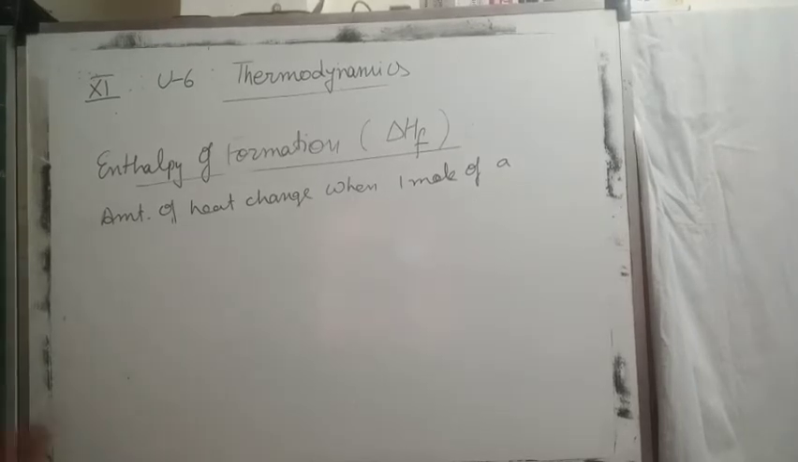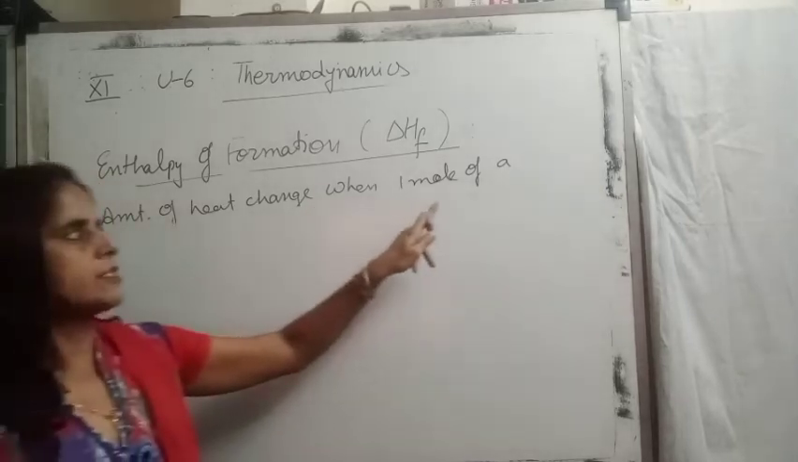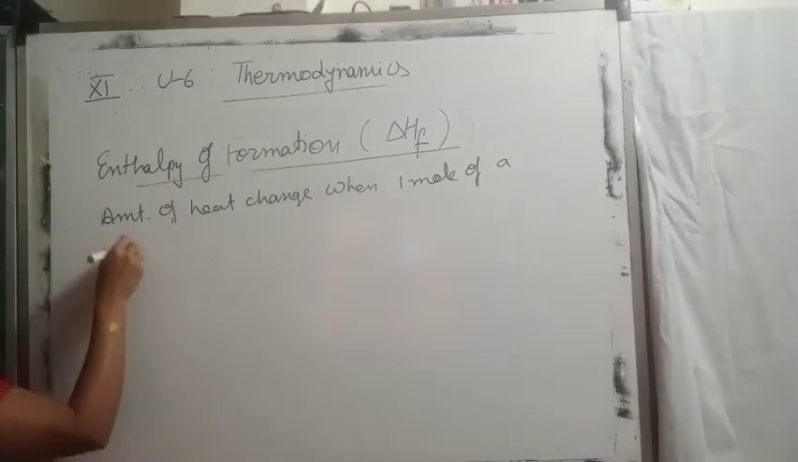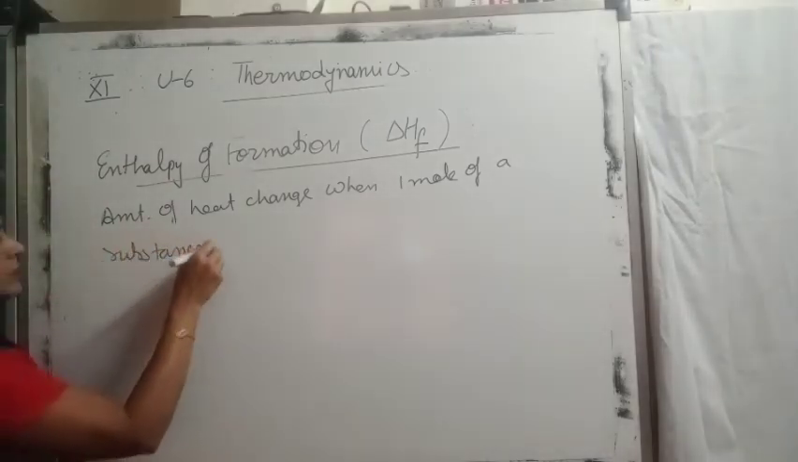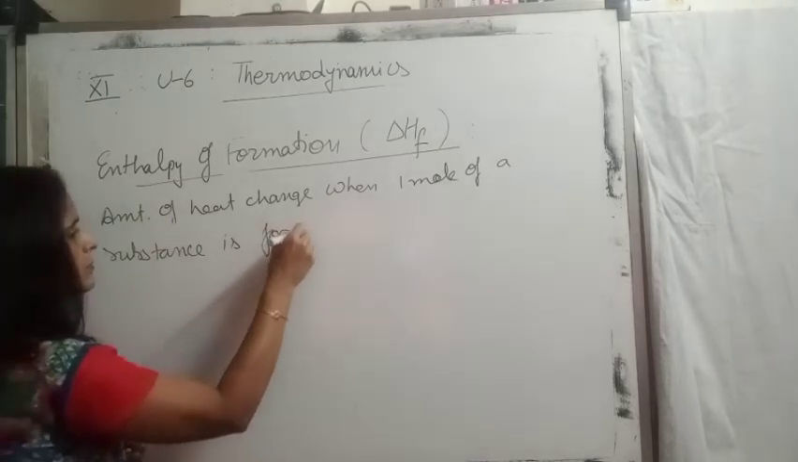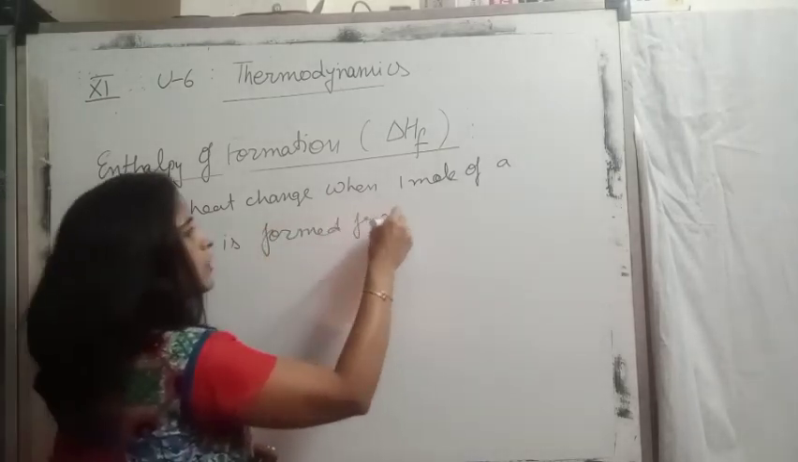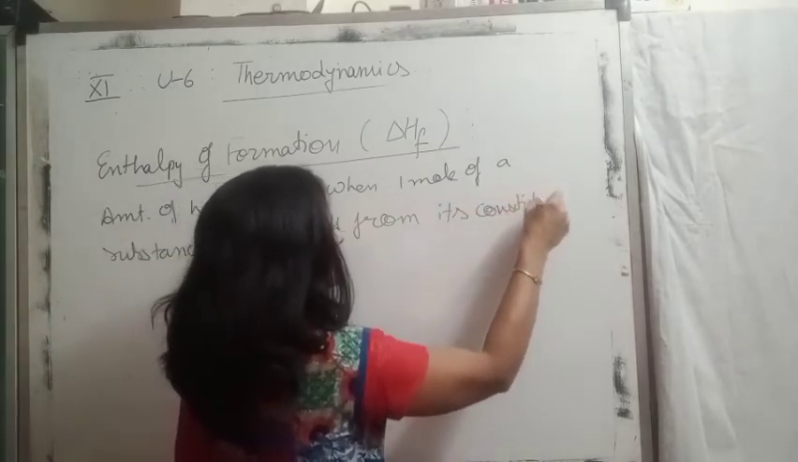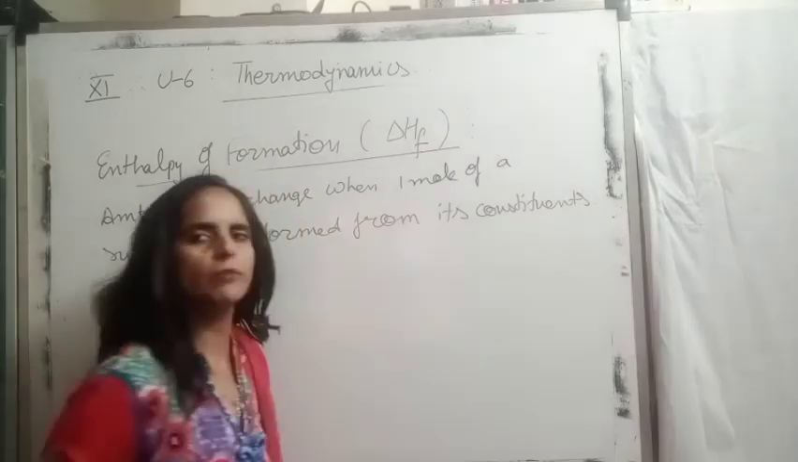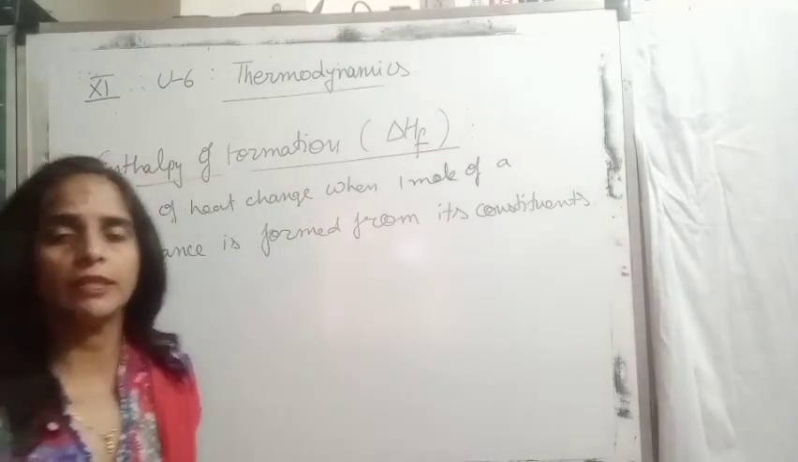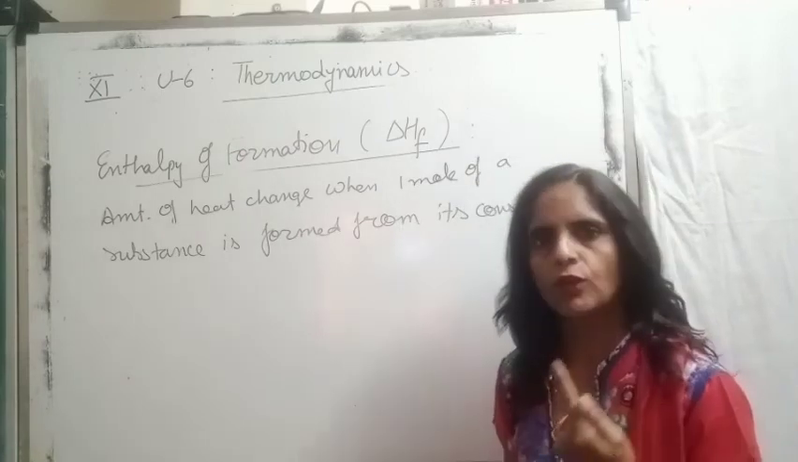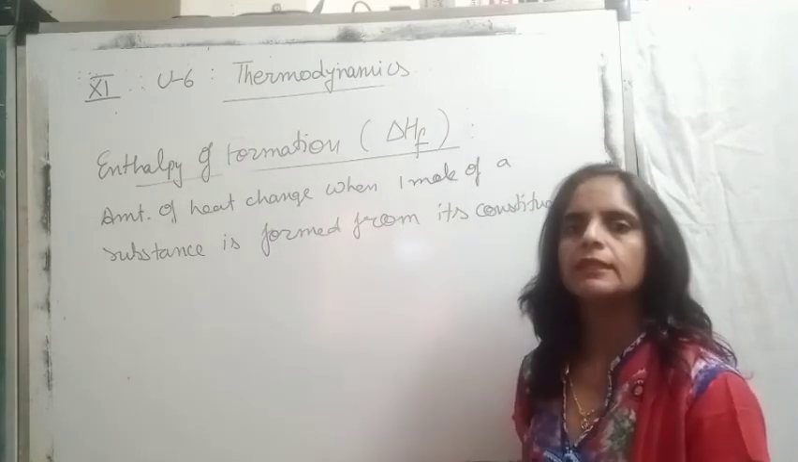Next definition, enthalpy of formation. The amount of heat change when 1 mole of a substance is formed from its constituents, because every substance is formed from its constituent elements only, right? So the amount of heat change when 1 mole of a substance is formed from its constituents is termed as enthalpy of formation.